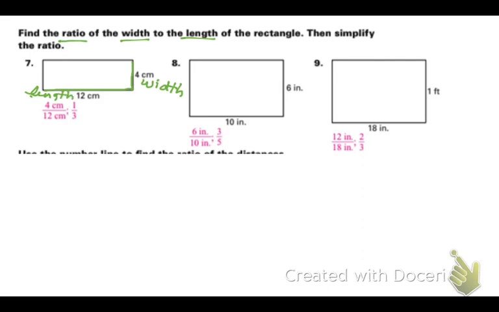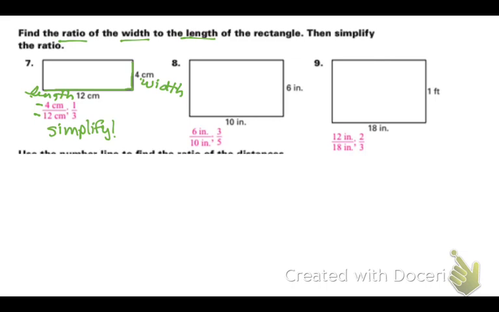So they're asking for the width to the length. That means the width is over the length. The width has to be on top, and the length is on the bottom. So the width is the 4 to 12, because 12 is the length. And we simplify. Don't forget to simplify. 4 over 12 means the ratio is 1 to 3.